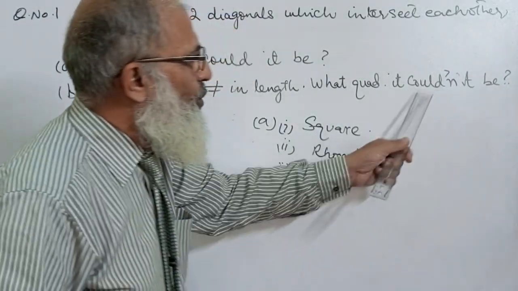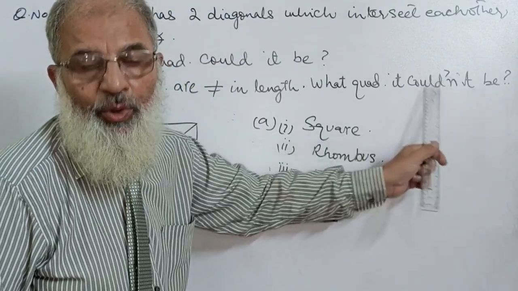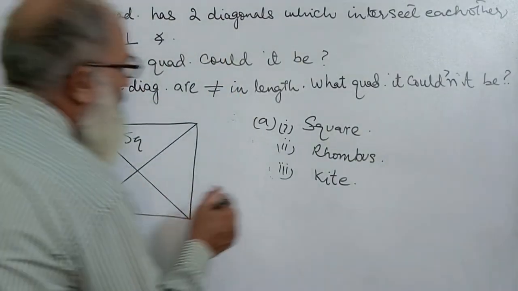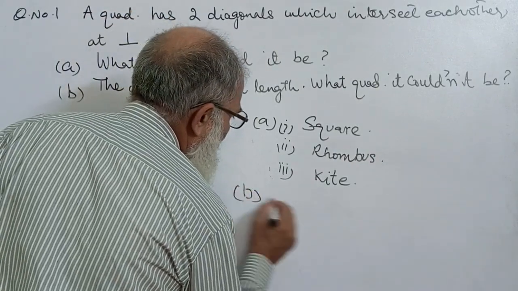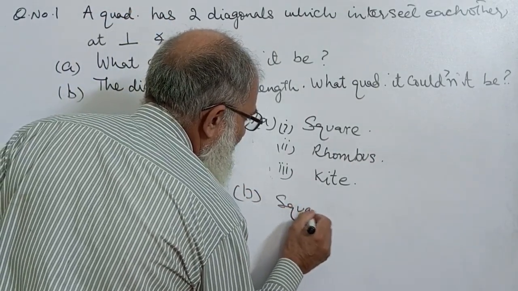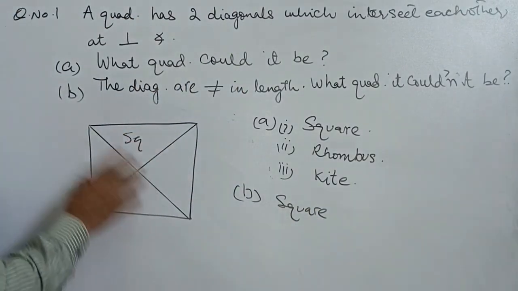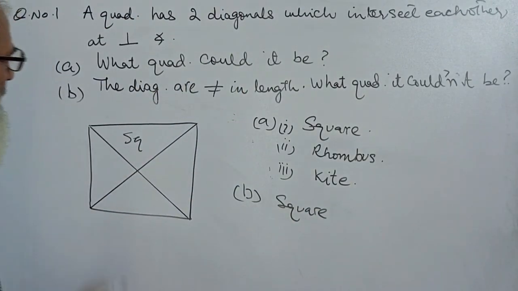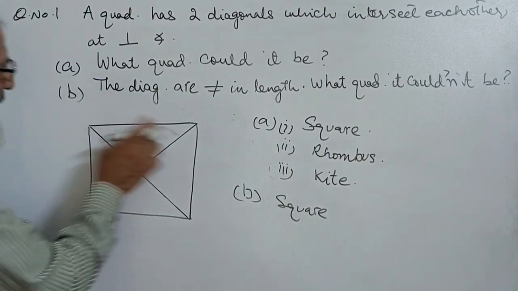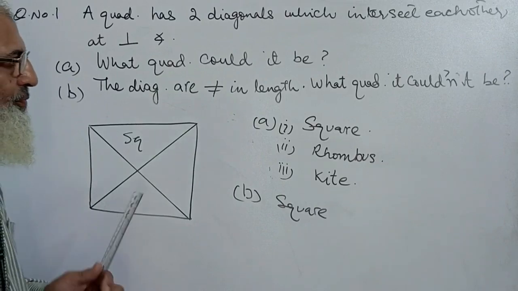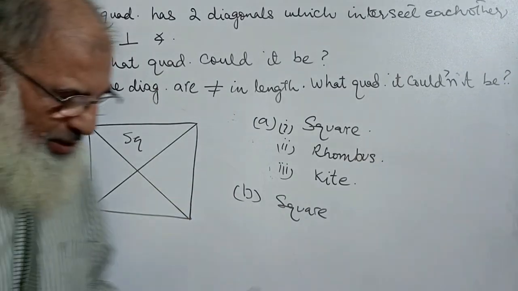So the word "could not" is used here. So the answer for B is only a square, because it is a quadrilateral which has two diagonals which are equal. So the answer is square.